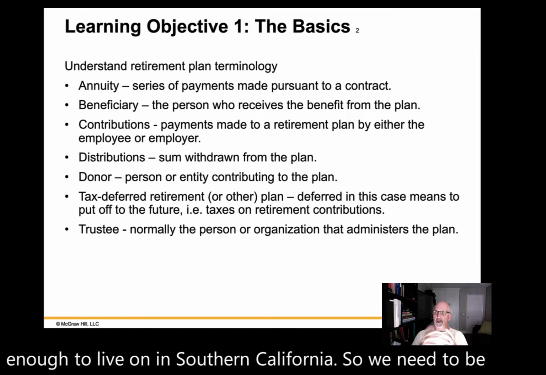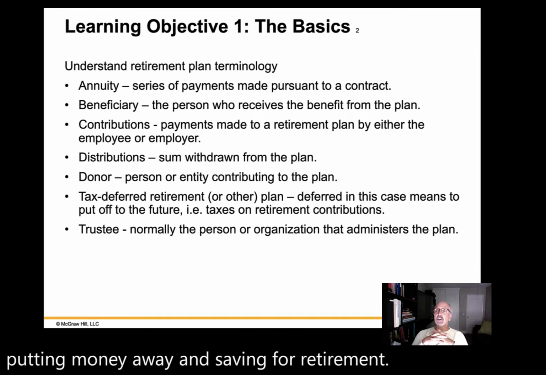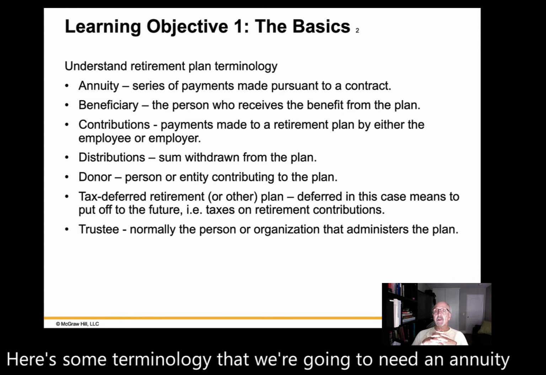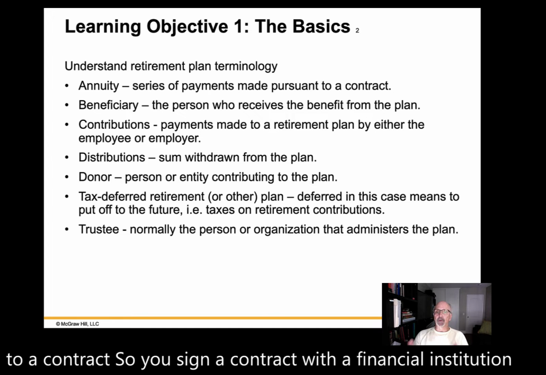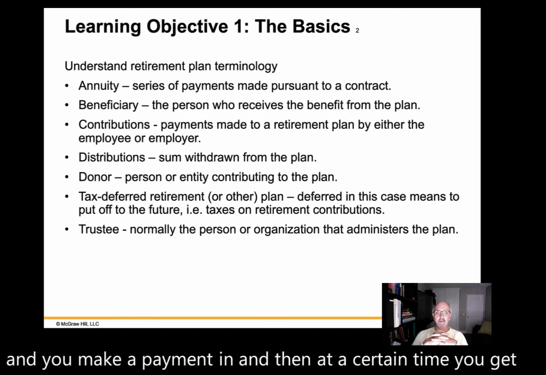Here's some terminology that we're going to need. An annuity is, in general, a series of payments made pursuant to a contract. So you sign a contract with a financial institution and you make a payment in, and then at a certain time you start getting payments back, and you get those payments back for life.